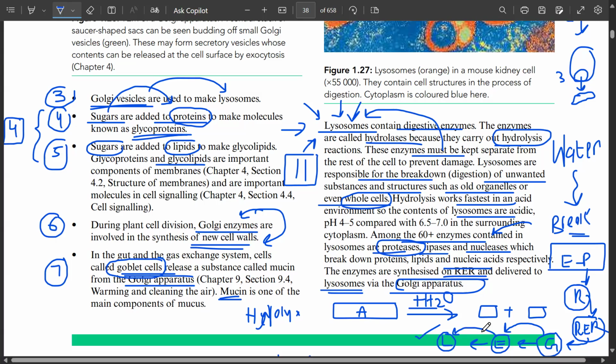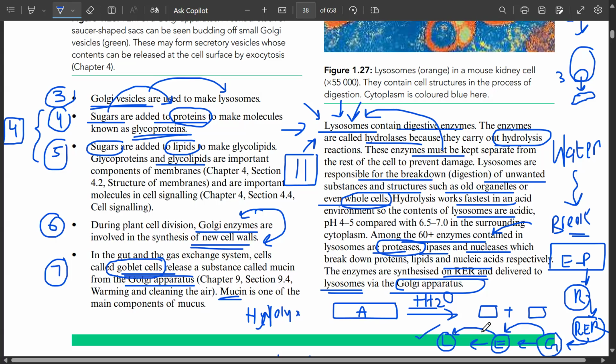Which are proteins produced in ribosomes, which are found on the RER. And then the proteins produced move to the Golgi apparatus so that they can be modified. And then it forms enzymes, and then those enzymes form lysosomes. Good. Now explain me the function of lysosomes.